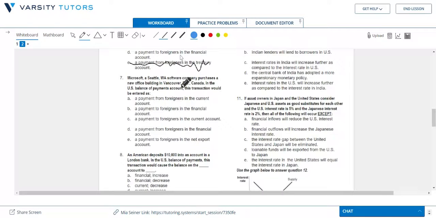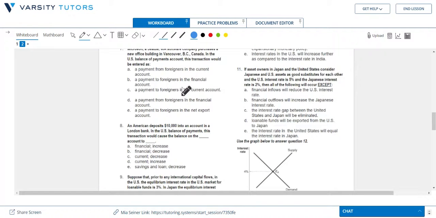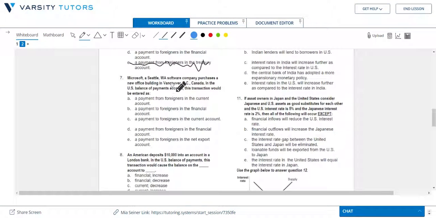Take it a step further. Microsoft, a Seattle company, purchased an office building in Vancouver. I'll tell you this, if you purchase an office building, you are investing in that building. So in the US balance of payments accounts, this would be entered as, well, I just said it was an investment, didn't I? So an office building investment is definitely the financial account. Then, because we bought the office building in another country, that is technically a payment to foreigners, but it shows up in our financial account, which helps balance the books.